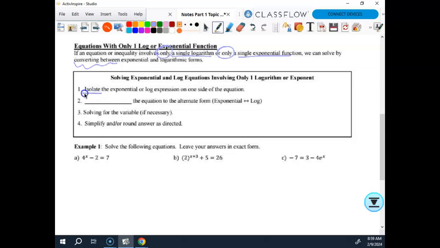We isolate. We'll talk about exactly what isolate means, and now you know it's isolated. Whichever one you're doing on one side of the equation, then you convert the equation to the alternate form. If it's an exponential, you make it a log, and vice versa. And then you solve for the variable if necessary and simplify and or round answer as directed. Right? That means you have to actually read the directions. That's important.